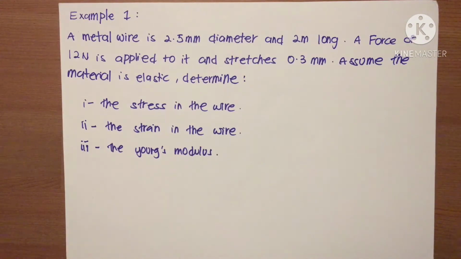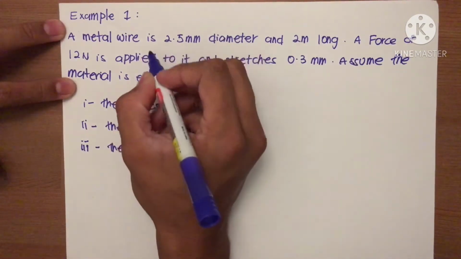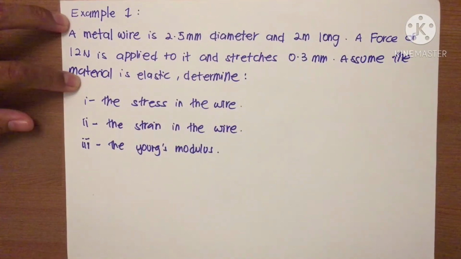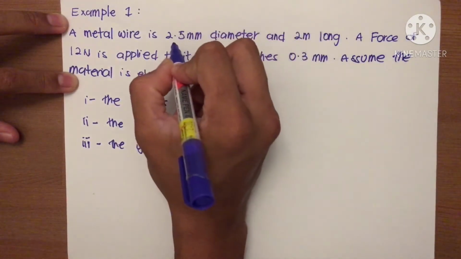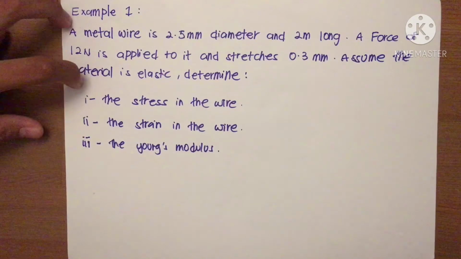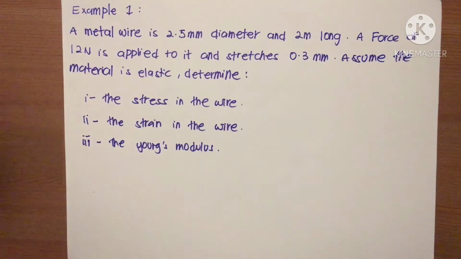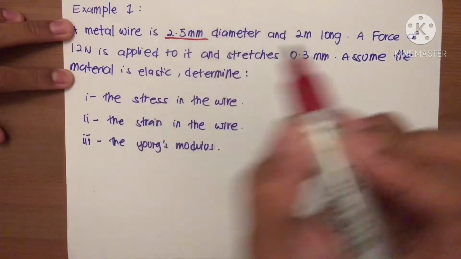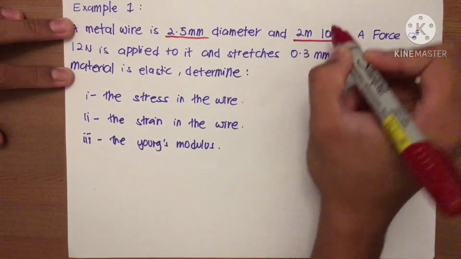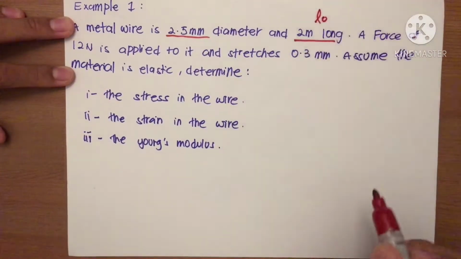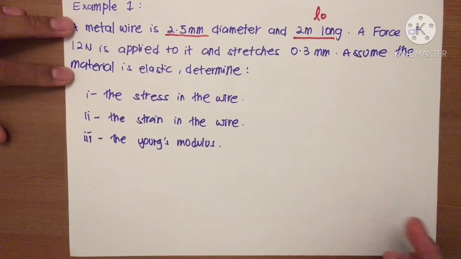Okay. First of all, let's track all the information given inside the question. We have a metal wire with a 2.5 millimeter diameter, and it is 2 meter long. So we know this is the diameter, this red pen here. So this is 2.5 diameter and 2 meter long. So this is your initial distance, or the actual distance.